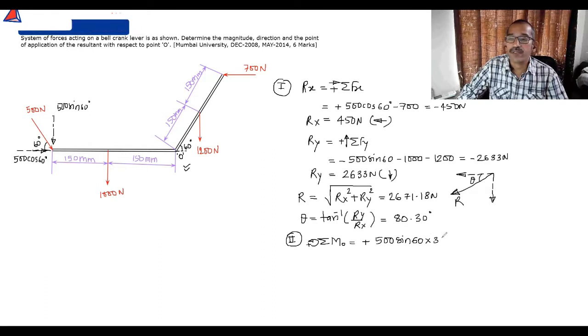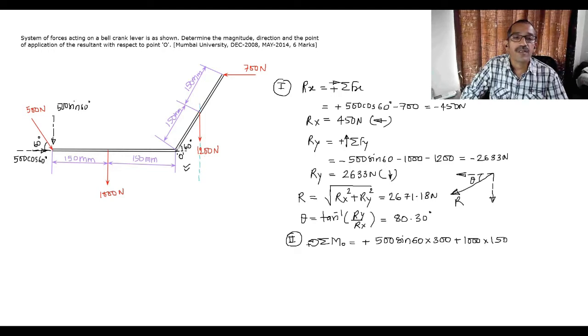150 plus 150, this is the perpendicular distance. Moment of the 1000 Newton force about point O: again a downward force, and about point O you are taking moment, that means it is anti-clockwise. What will we get here? 1000 into distance, which is 150.